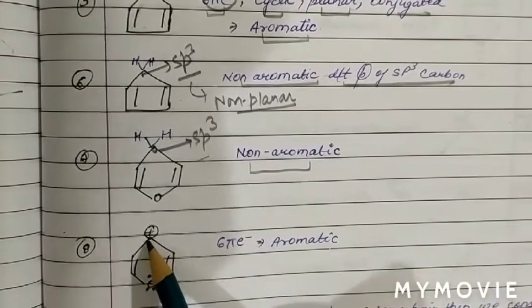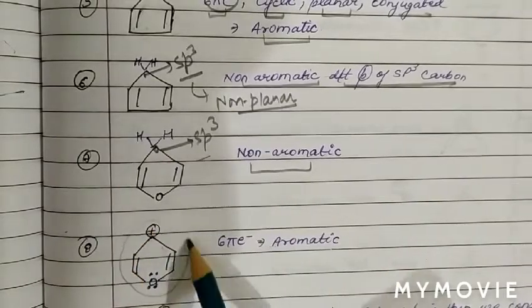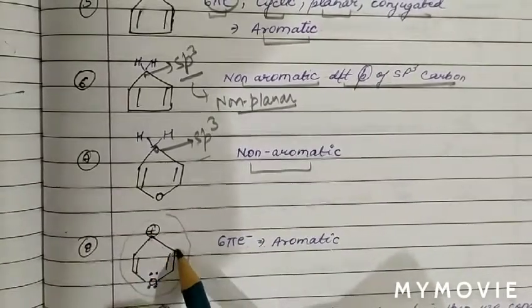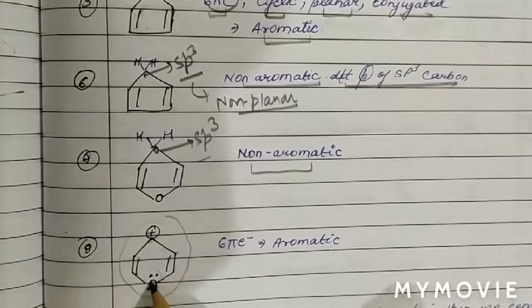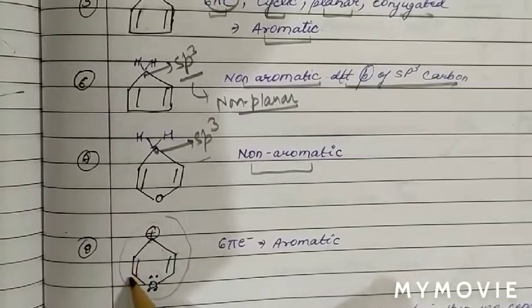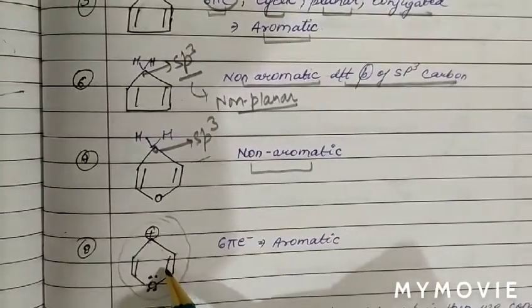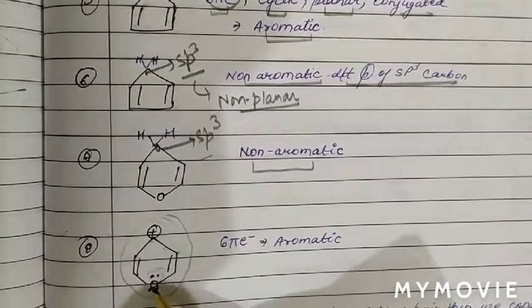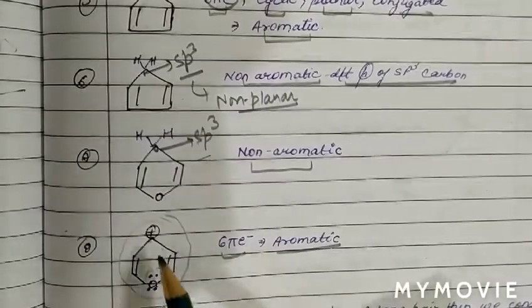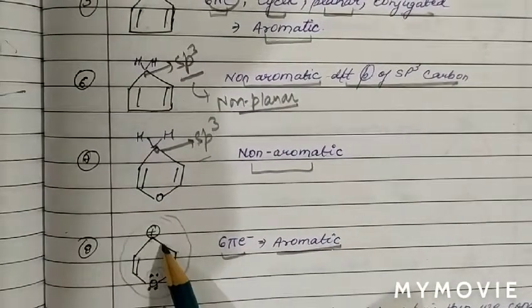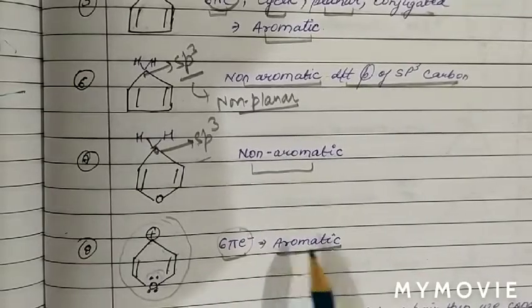We can see positive charge, single, double, single and lone pair. This system is a conjugated system: sp2 carbon, sp2 carbon, sp2 carbon, and because this lone pair is involved in the resonance, the oxygen atom is also sp2. So this system is planar. Now count the number of pi electrons in the ring: 1, 2, 3, 4, 5, 6. 6 pi electrons in the ring, therefore the system is aromatic. Cyclic system, planar system, conjugated system and 6 pi electrons. The 4n plus 2 pi condition is fulfilled, therefore the compound is aromatic.